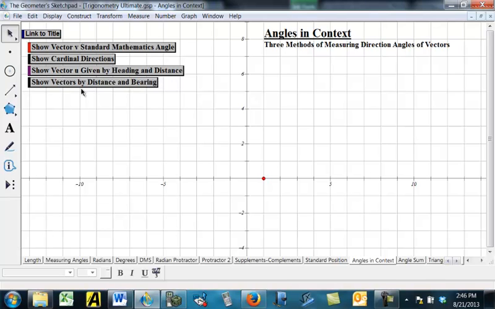So when we place this in real world problems, you might have something given as a heading, you might have something given as a bearing. So you have to understand what those terms mean and how to use that in the context of that real world problem.